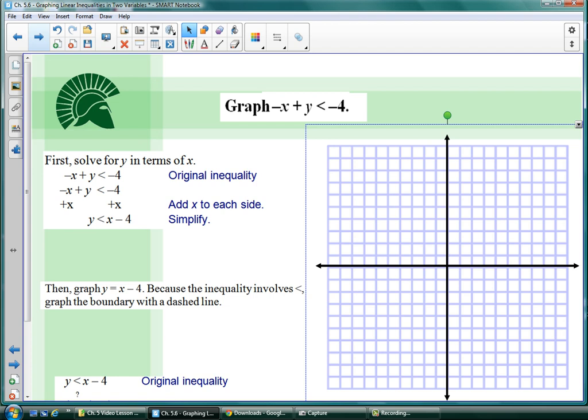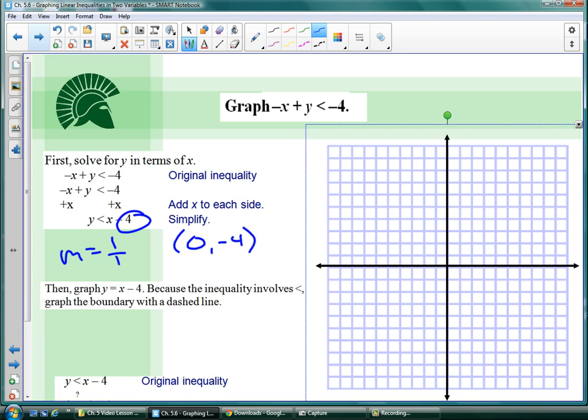So what we're going to do, this is my y-intercept. That's 0, negative 4. My slope is 1 over 1. So I have 1, 2, 3, 4, minus 4, and I go up 1 over 1, up 1 over 1, up 1 over 1, just what we do with any other line. I made a number of points so that I'd have probably a more accurate line. But now I have to remember, because this is not an or equal to, it's just a less than symbol, this is a dashed line.